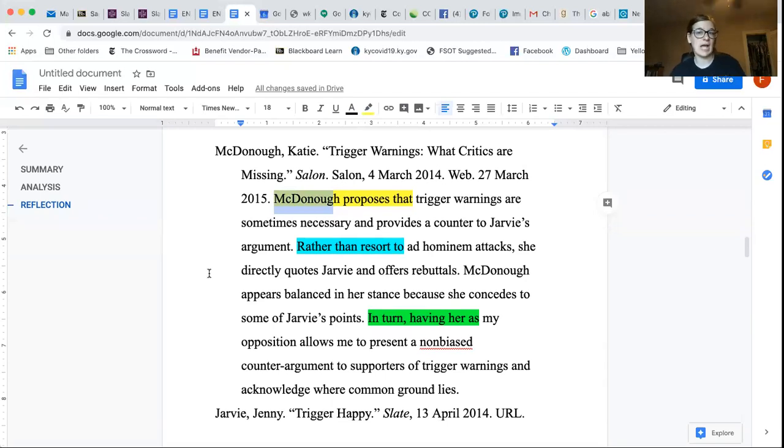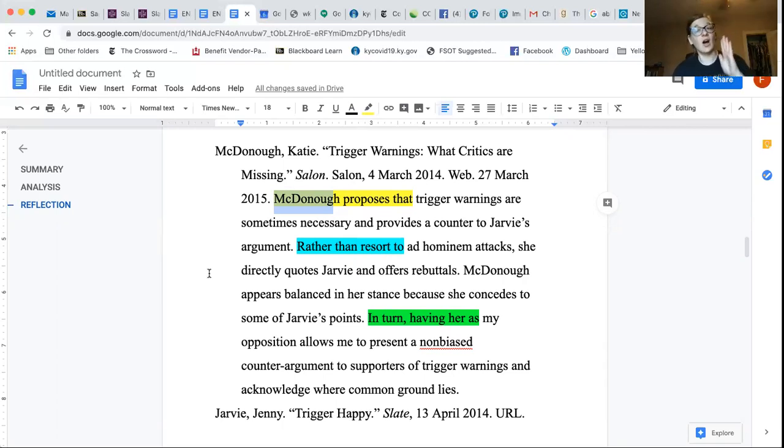Then I have my reflection. How do I want to use her? In turn, having her as my opposition allows me to present a non-biased counter-argument to supporters of trigger warnings and acknowledge where common ground lies. Notice that this is specific. This is not, this source will support my thesis.